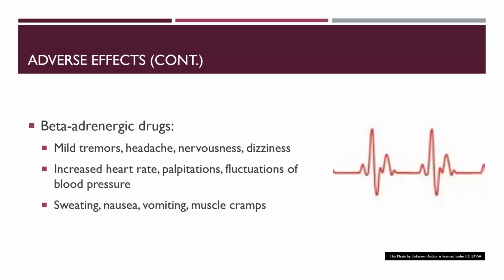Our beta adrenergic drugs can have mild tremors, headache, nervousness, dizziness, increased heart rate, palpitation, fluctuation of blood pressure, sweating, nausea, vomiting, muscle cramps. And if you think about it, it kind of makes sense. Because if you've ever had your heart race really, really fast, it just feels like everything's getting at you, you feel like you're gonna faint. It's like right before a test, you feel all these things.